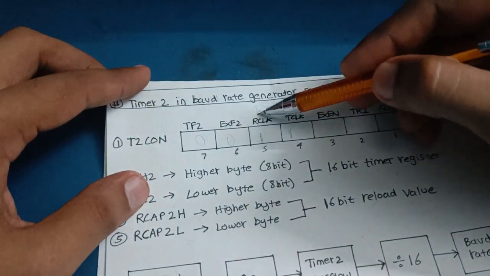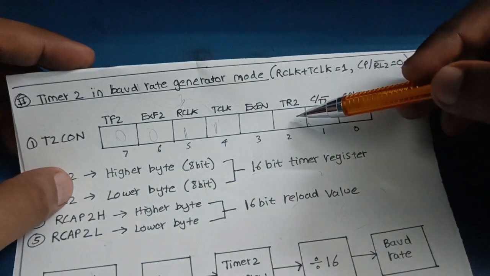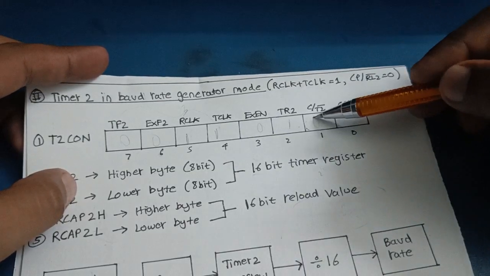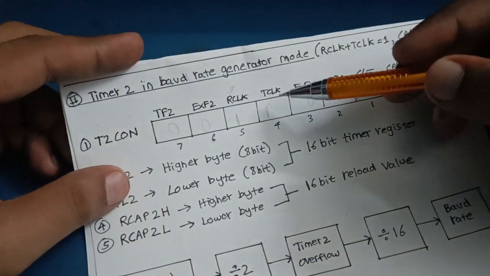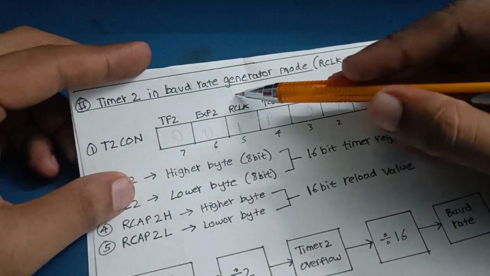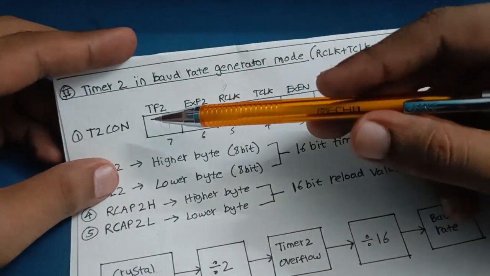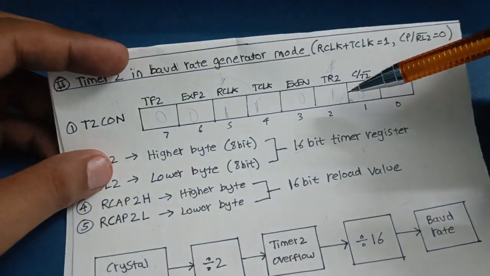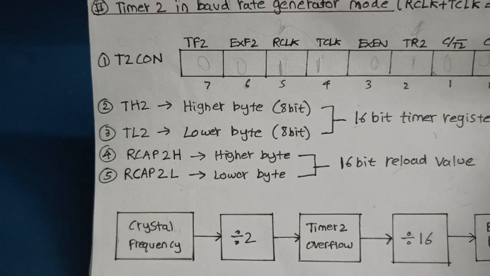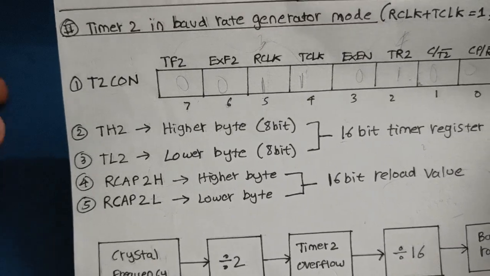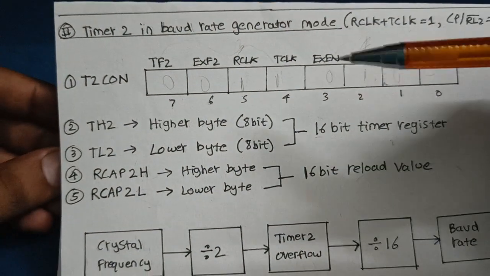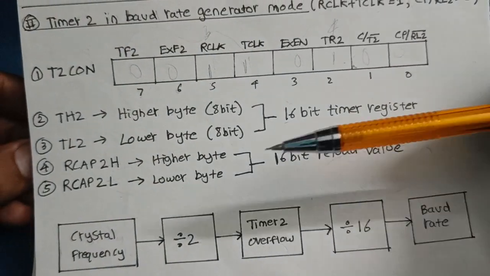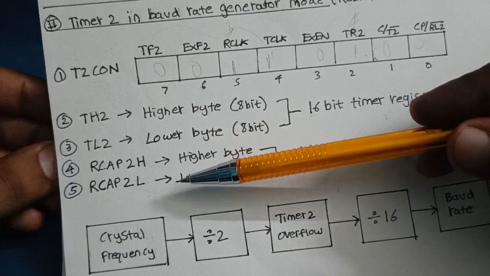So this will be 3, and to start the timer, you have to set TR to 1. So this will become 4. So that will make 34. So T2CON must be loaded with 34 to set the baud rate generator mode and start the timer. Just as how timer 1 in mode 2 works, which is an 8-bit auto reload, here it is a 16-bit auto reload, and the reload value is in RCAP2H and RCAP2L.